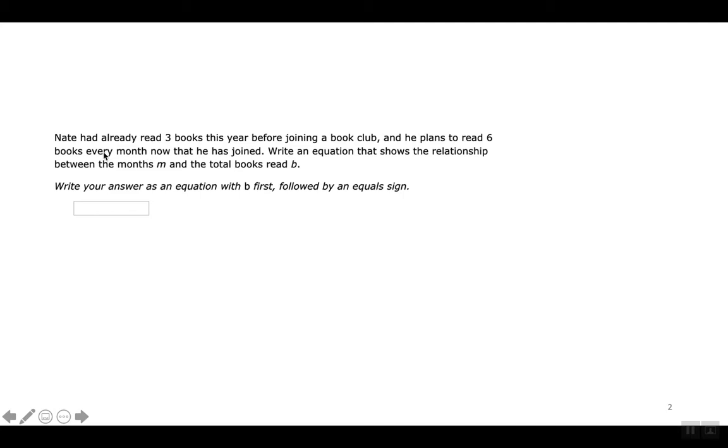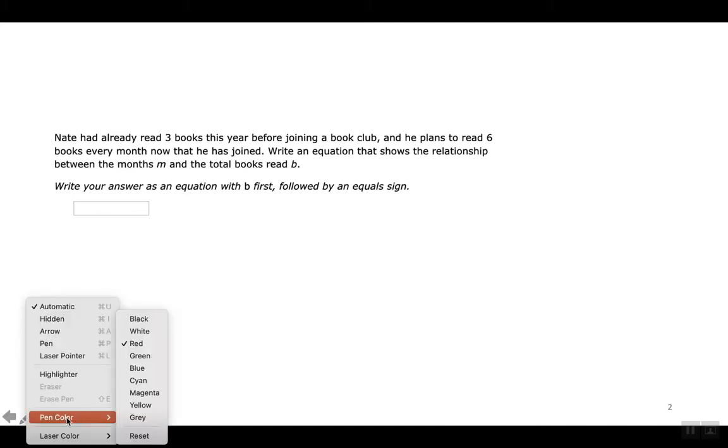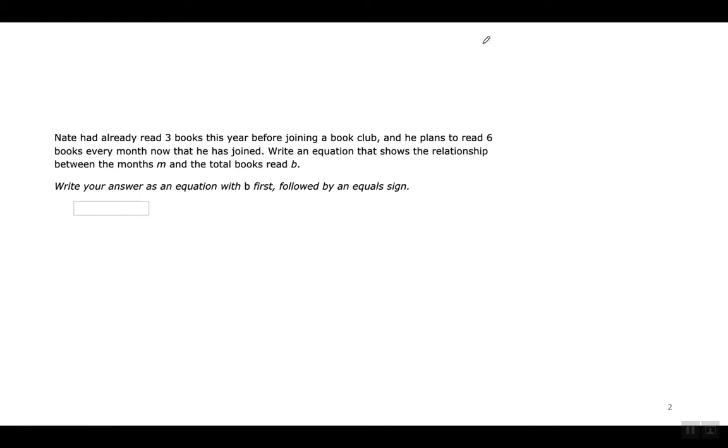It says Nate had already read 3 books this year before joining a book club, and he plans to read 6 books every month now that he has joined. Write an equation that shows the relationship between the months M and the total books read B. So you have to write an equation that represents what it says in the word problem. Now look at the instructions here. It says write your answer as an equation with B first, followed by an equal sign. So my answer has to look like that. B equals.